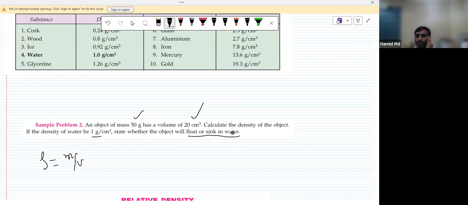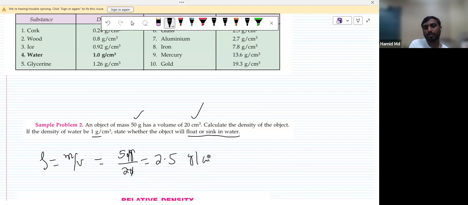So I'm getting 2.5. Let me see, 50 gram divided by 20, so it is 2.5. On this, what will be the dimension unit? Gram per centimeter cube, right? Yeah. So now you have a question to answer.